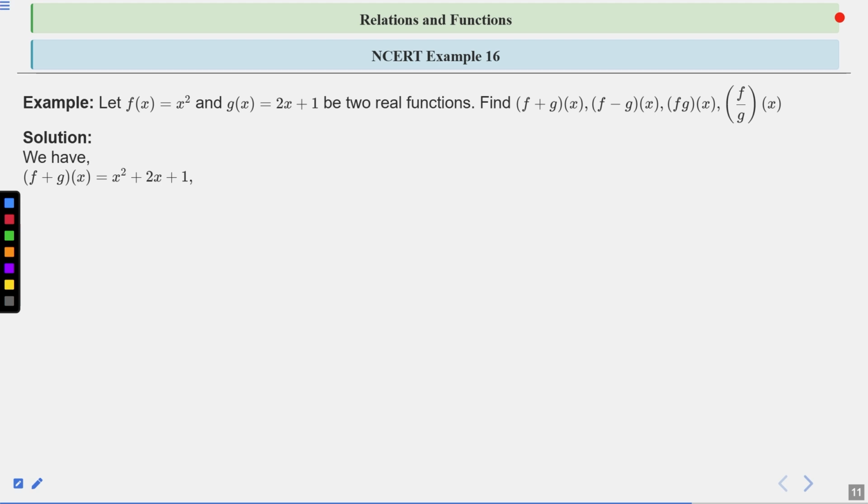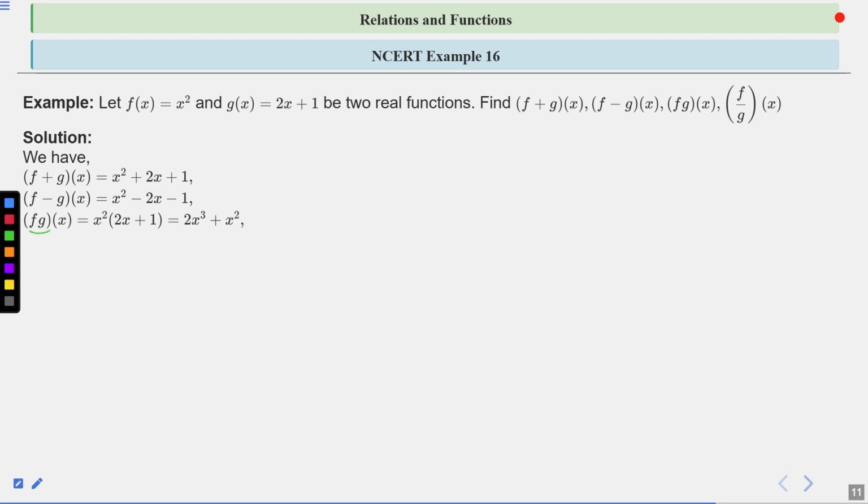So f plus g is simply f(x) plus g(x). So (f plus g)(x) will be a function with expression x square plus 2x plus 1. Now f minus g will be another function. In order to get the expression for f minus g, you have to do what? Simply write f(x) minus g(x). So minus g(x) will be minus 2x minus 1. And this will be your complete expression for f minus g function. Clear?